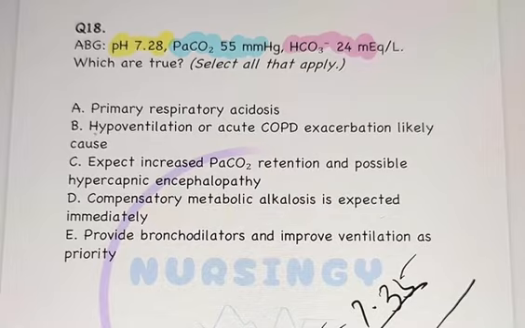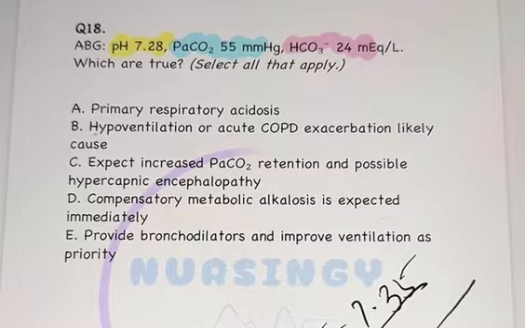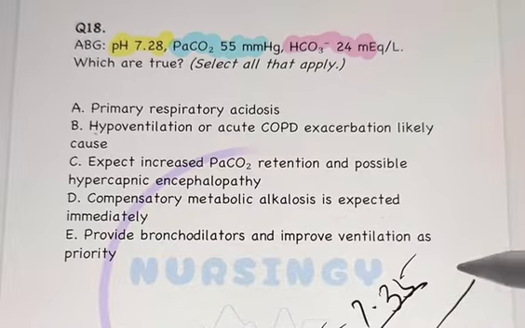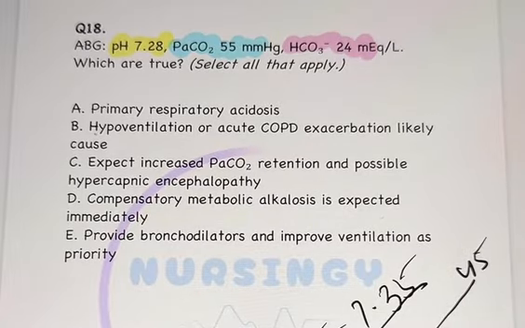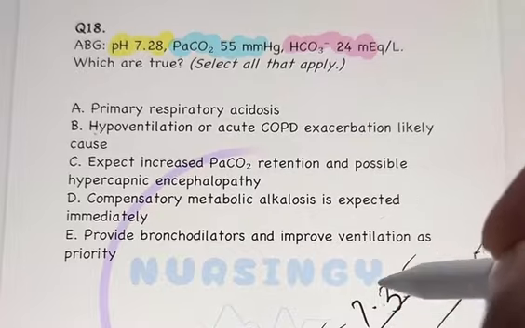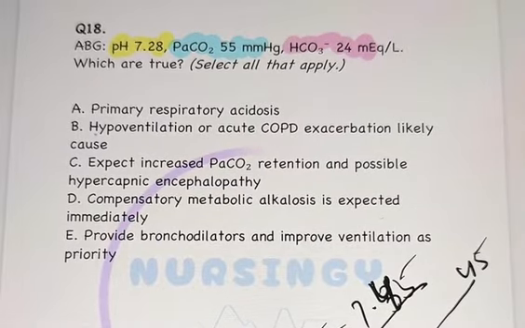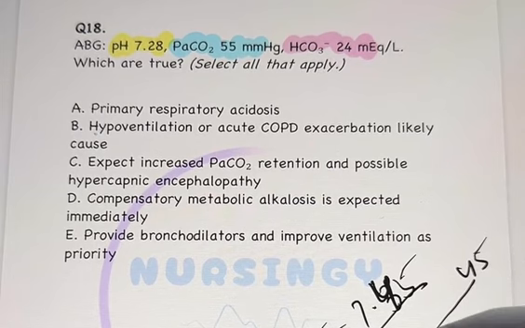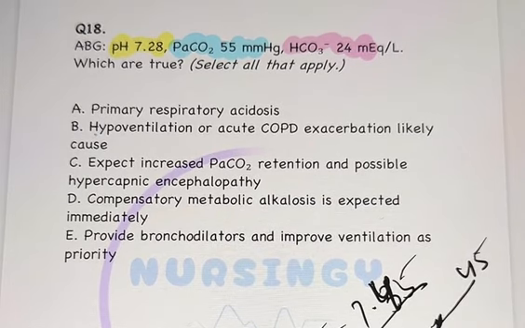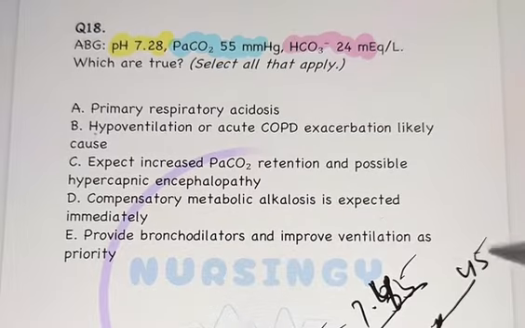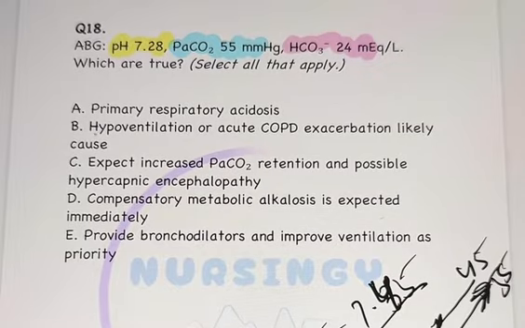What is the normal carbon dioxide? 35 to 45. The normal pH is 7.35 to 7.45, and 35 to 45 is for carbon dioxide. So this is 45, and 55 is more toward this side.